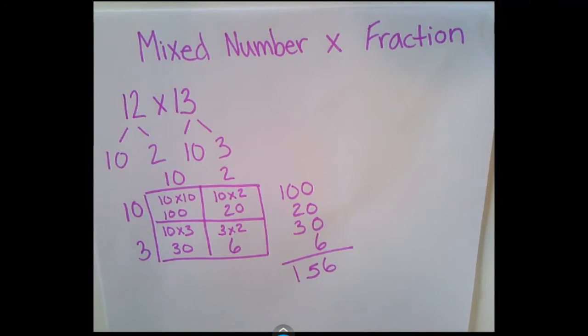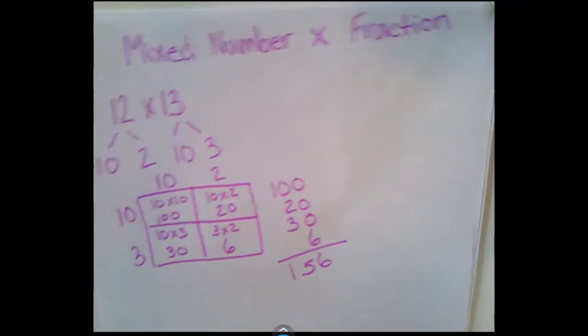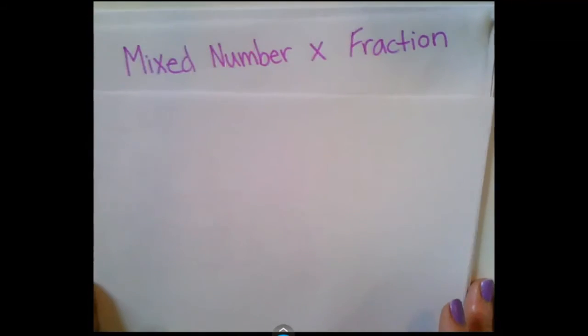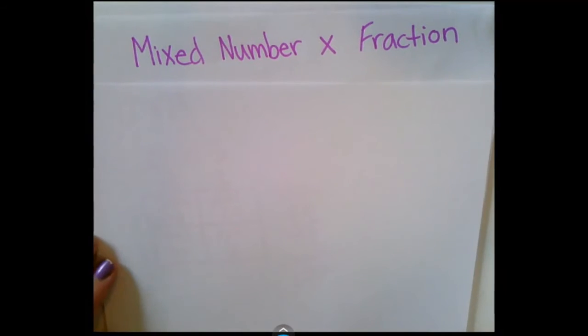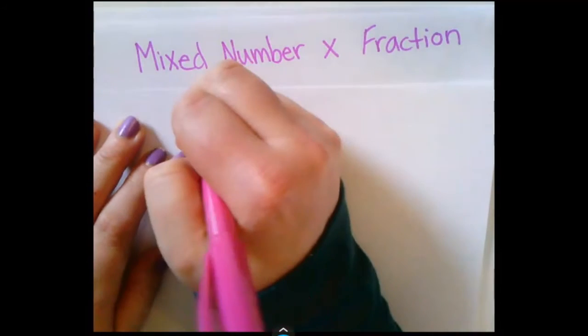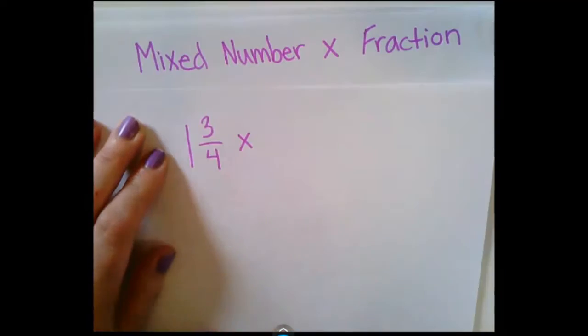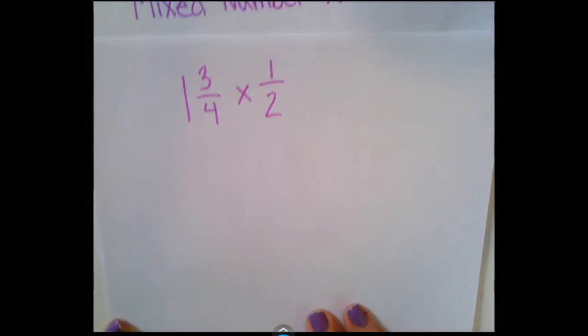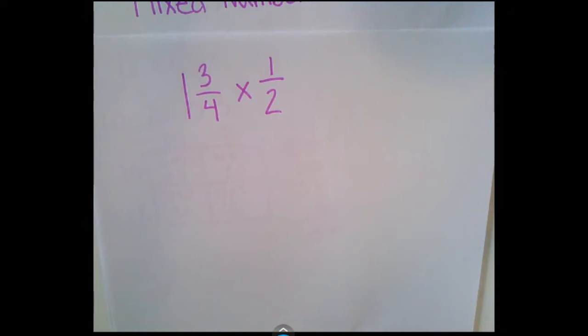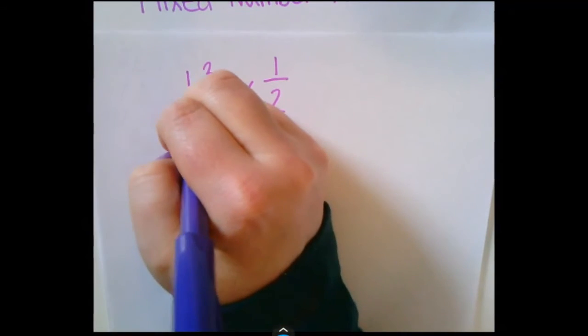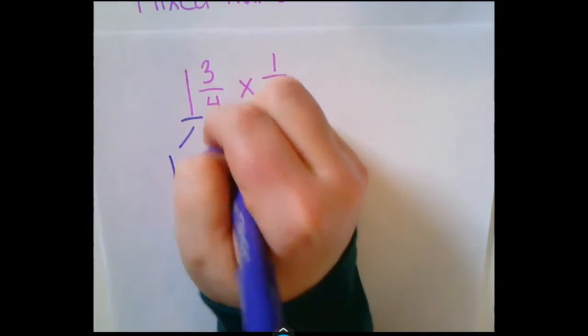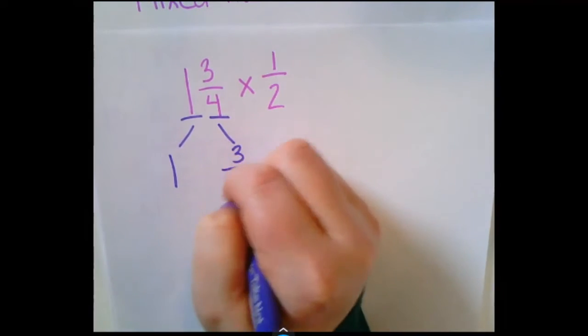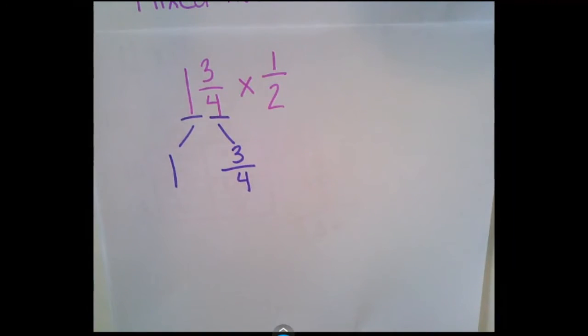So let's take a look at our first problem that's a mixed number times a fraction. So we are going to take the number 1 3/4 times 1/2. So when we break apart this number, we are going to look at it in two parts. If we break apart the 1 3/4, we're going to break up the whole number, and then we're going to take the fractional part of the number, which would be 3/4. And we're going to leave the 1/2 all by itself because there's only one part, the fractional part.